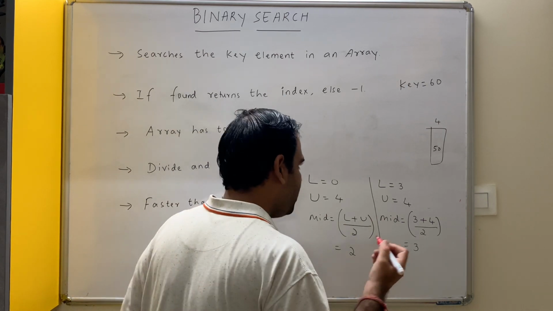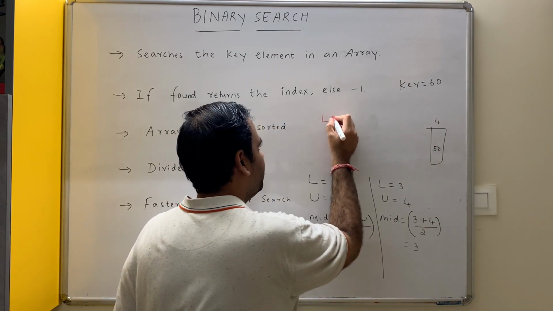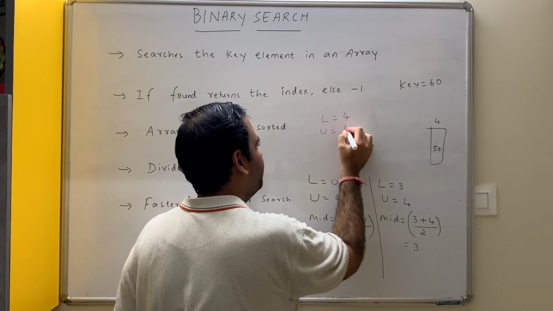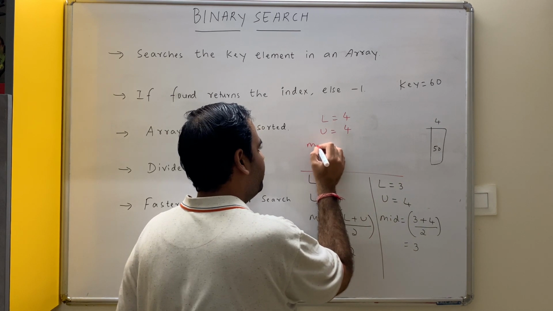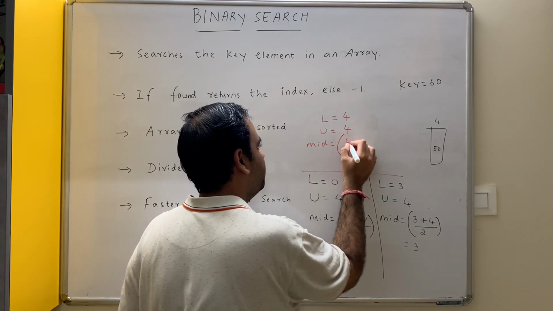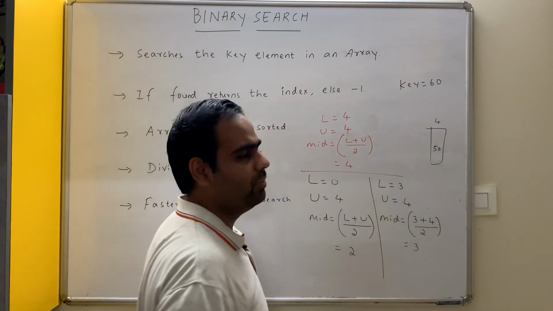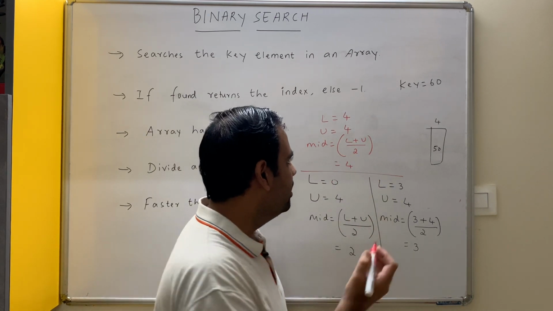Now, this is the only subarray left. What is the lower limit? It is 4. And what is the upper limit? It is also 4. Now find the midpoint. What is the midpoint? Lower limit plus the upper limit whole divided by 2 is equal to 4 plus 4 is 8, 8 by 2 is 4. Now this is the midpoint.